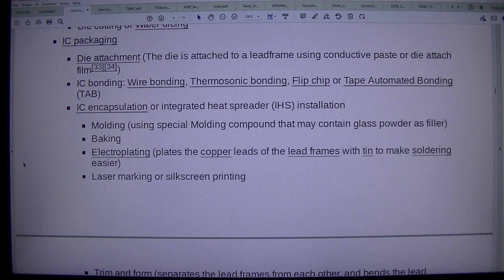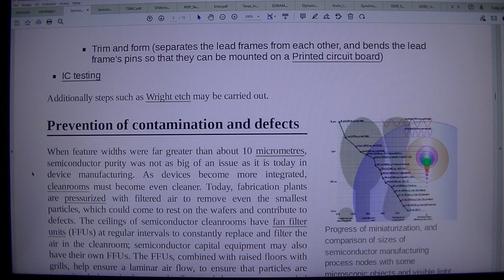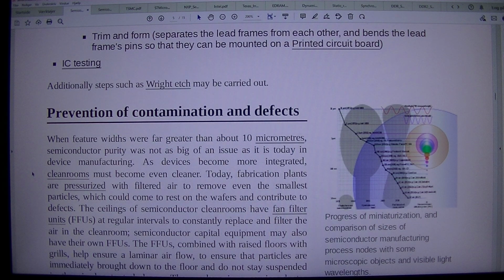Baking. Electroplating plates the copper leads of the lead frames with tin to make solder easier. Laser marking or silk screen printing. Trim and form separates the lead frames from each other, and bends the lead frames' pins so that they can be mounted on a printed circuit board. IC testing. Additionally, steps such as wrap edge may be carried out.